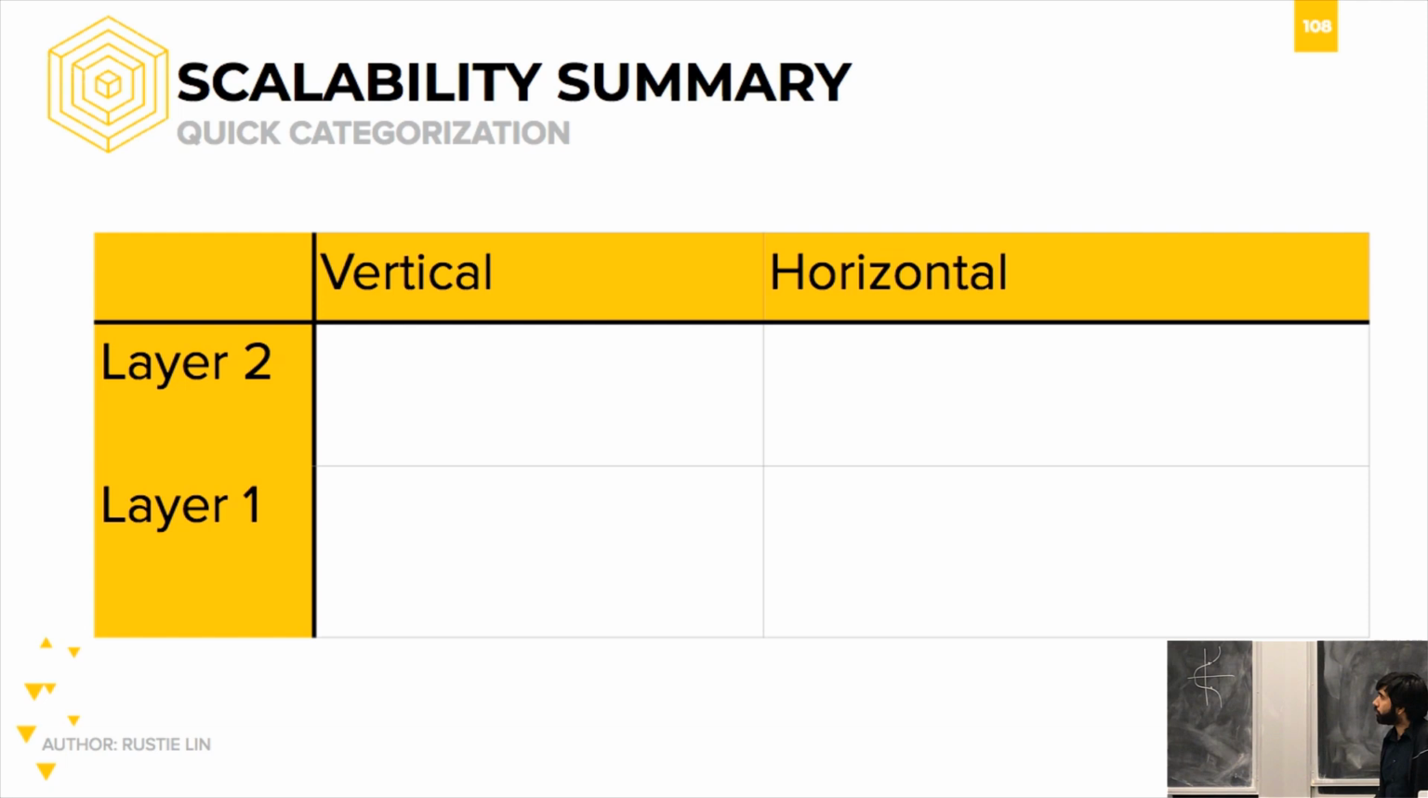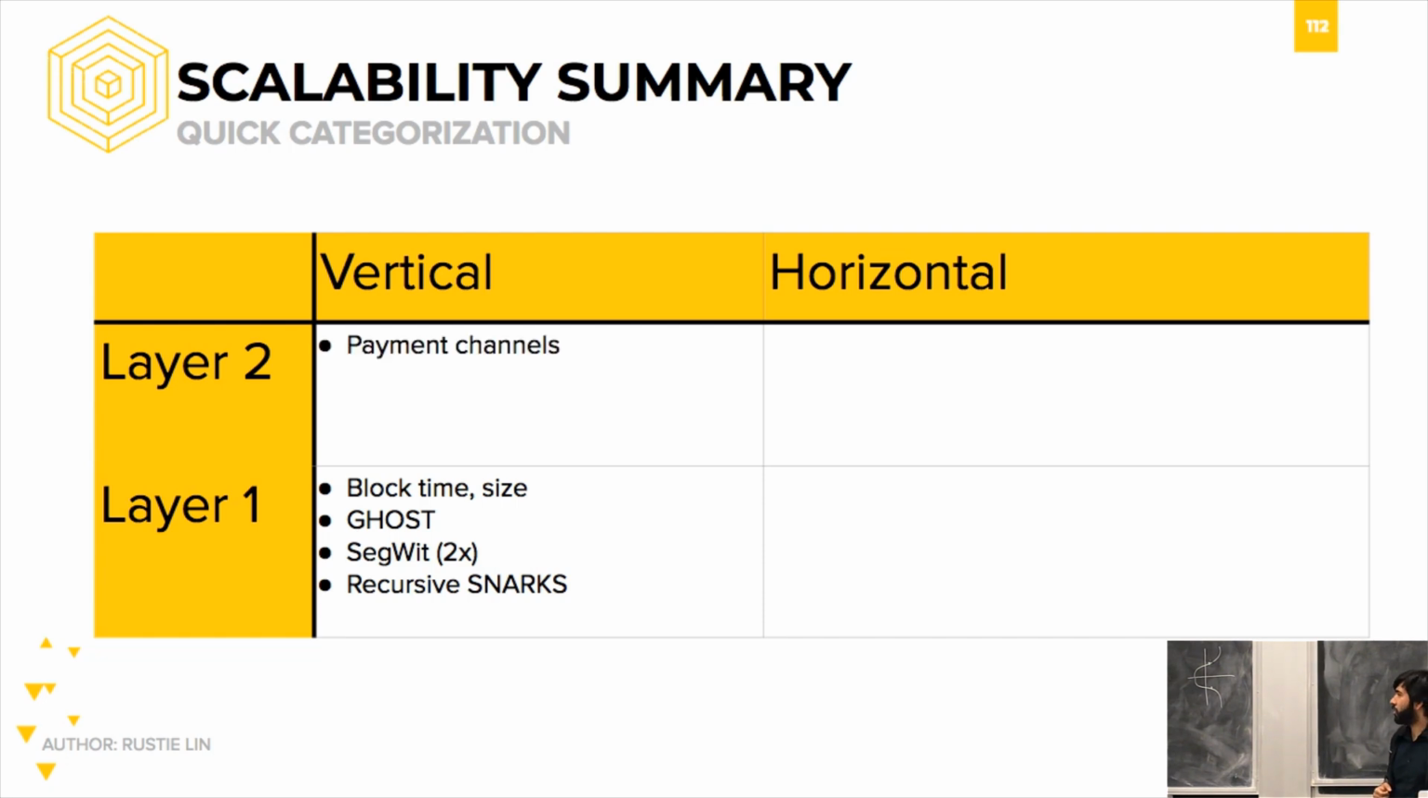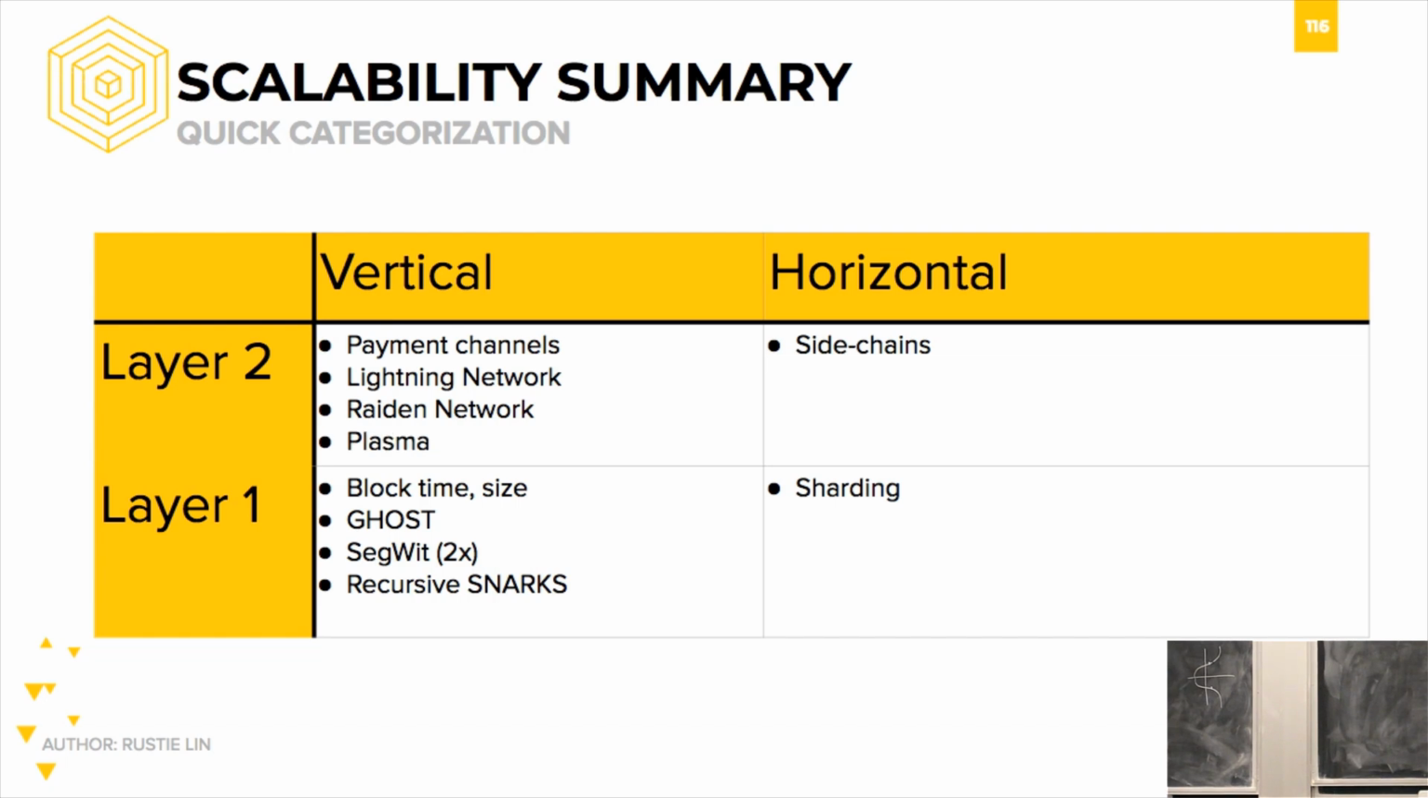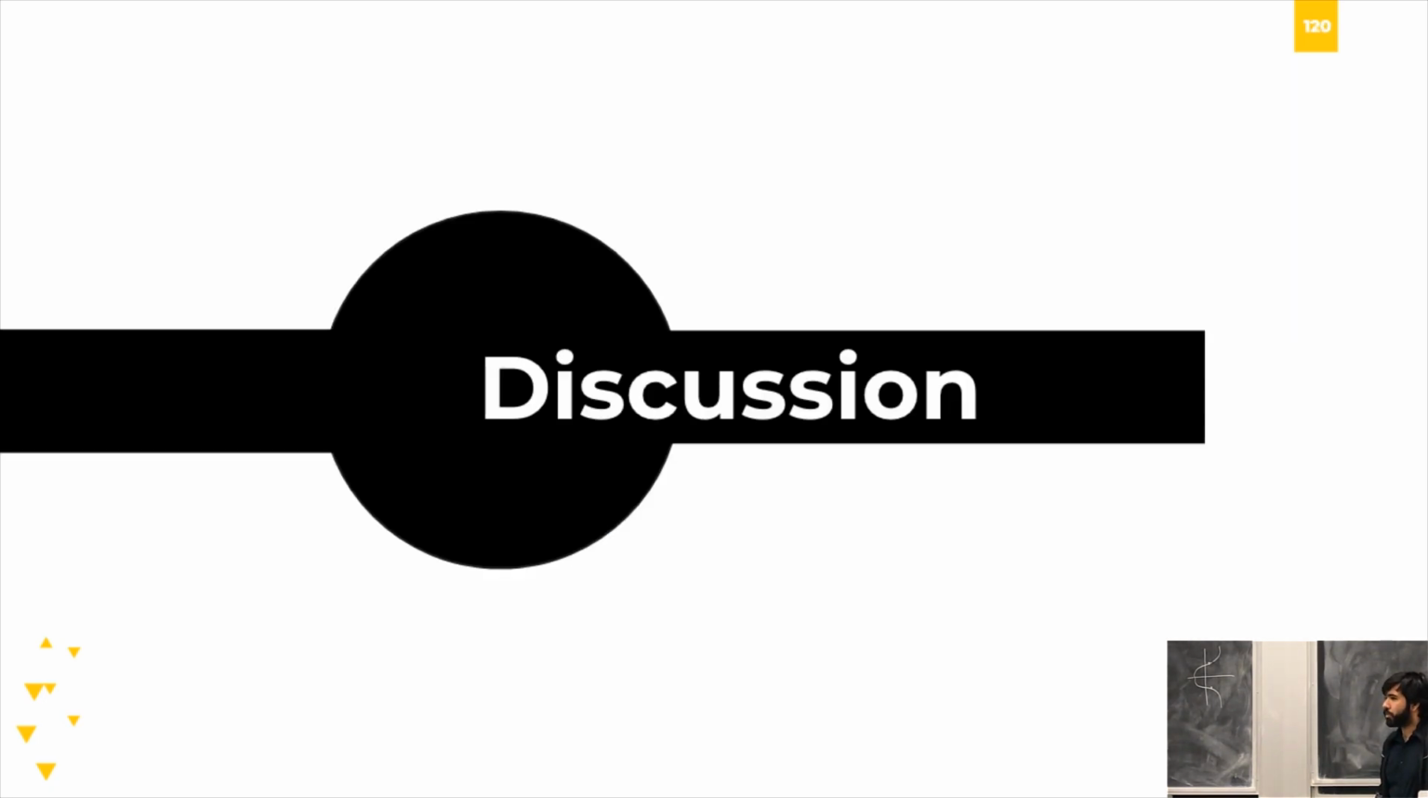All right, and then it's a long list of summaries. So we first talked about vertical layer 1 scaling, where we naively modified block times and sizes, and we demonstrated the GHOST protocol, Segways, recursive SNARKs. We talked about going off of the blockchain with payment channels, the Lightning and Raiden networks. We moved to horizontal layer 1 sharding. We talked about sidechains, Plasma again, and Cosmos. And then finally, alternative structures or consensus for scalability. Yeah, and that's basically it for the lecture.